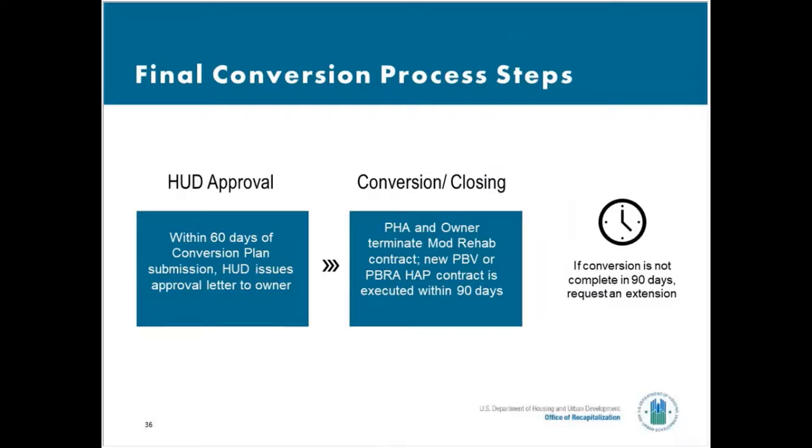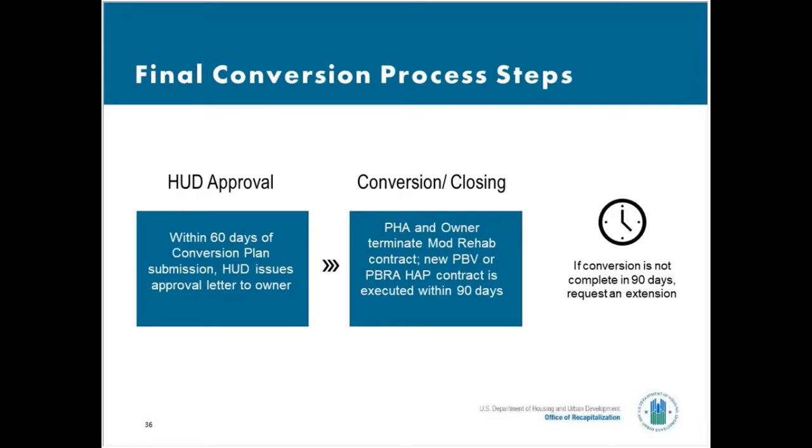So after all of that, after uploading a completed conversion plan to the RAD resource desk, you are almost there for HUD approval. Once we get the completed conversion plan uploaded to the RAD resource desk, the transaction manager will reach out to you to do what is called a concept call to discuss any deficiencies. And once all of those deficiencies are met and the conversion plan is 100% complete, it will take the assigned transaction manager about 60 days to review and issue a HUD approval.